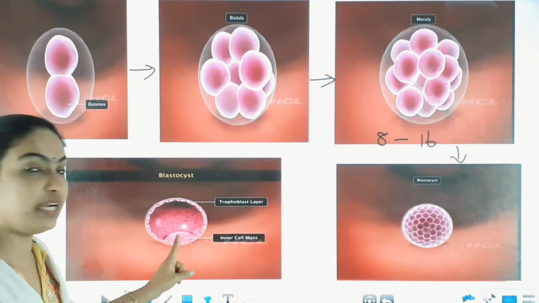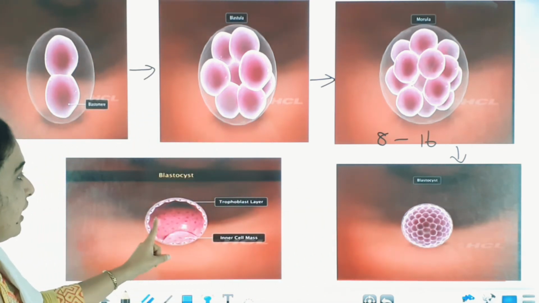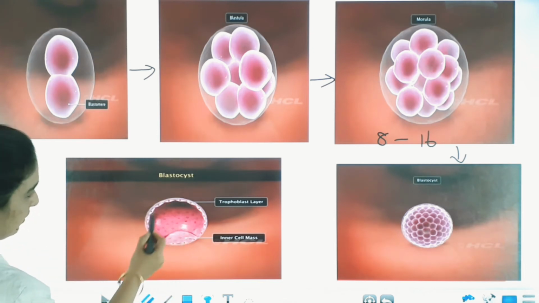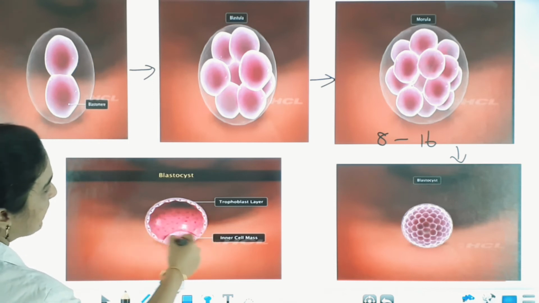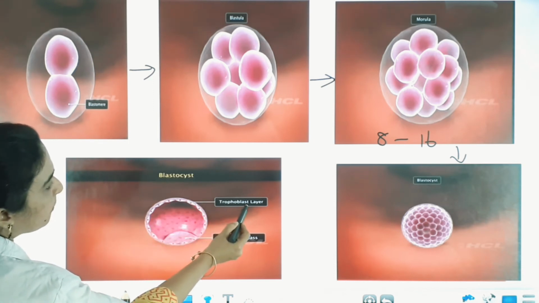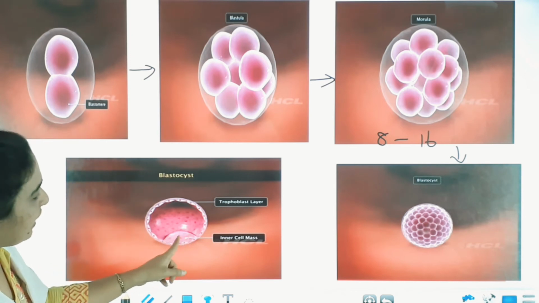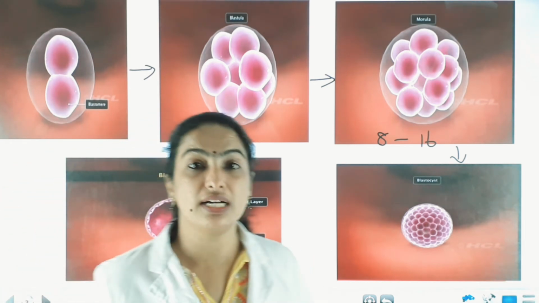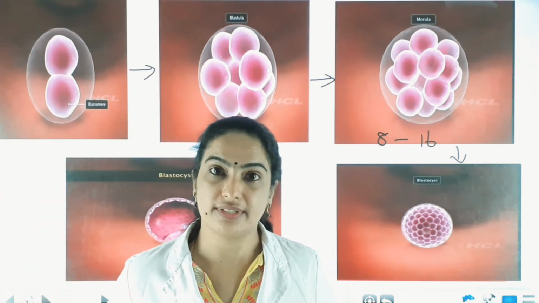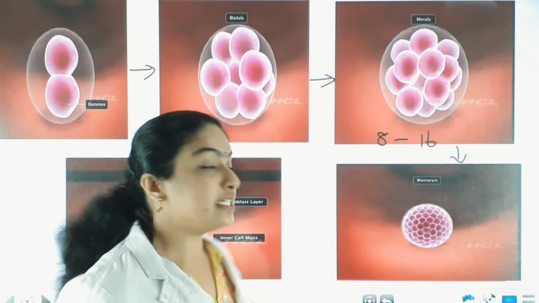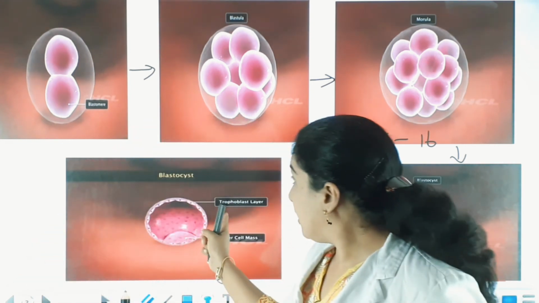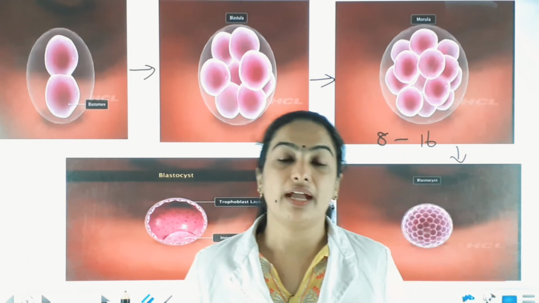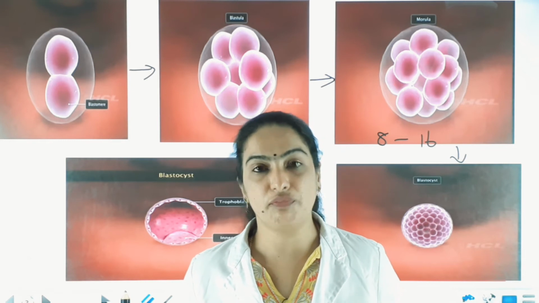Then before embedding into the uterine wall, or endometrium, it attains this stage, where some of the blastomeres act as an outer layer known as the trophoblast layer, and the remaining cells join to form an inner cell mass. This inner cell mass gives rise to the embryo. Is it clear? After this stage, the blastocyst with the trophoblast layer and inner cell mass gets embedded in the uterine wall.